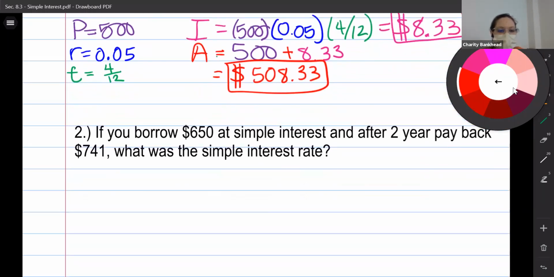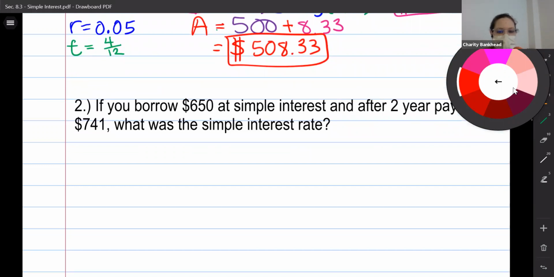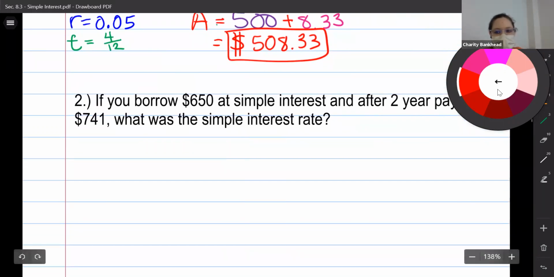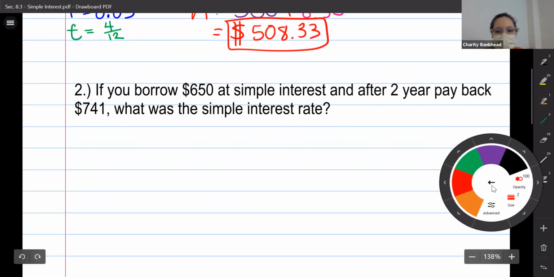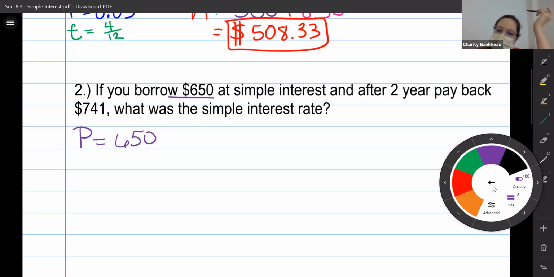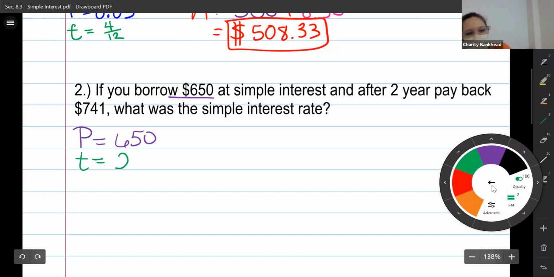All right, number two, if you borrow $650 at simple interest and after 2 years pay back $741, what was the simple interest rate? Okay, so what variable is 650? P equals 650. All right, and then T is equal to 2. And then what variable is 741?